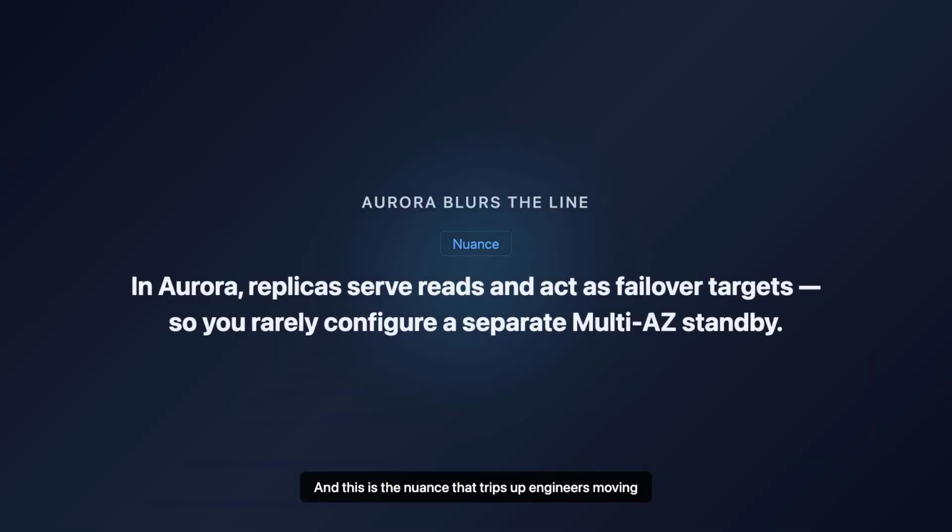And this is the nuance that trips up engineers moving from RDS to Aurora. In standard RDS, the availability standby and the read replica are 2 separate feature families. In Aurora, a single replica does both jobs. So you rarely bolt on a separate multi-AZ standby. The Aurora replicas already give you failover targets and read endpoints in one. Aurora deliberately blurs the sharp line we spent the first half of this video drawing.